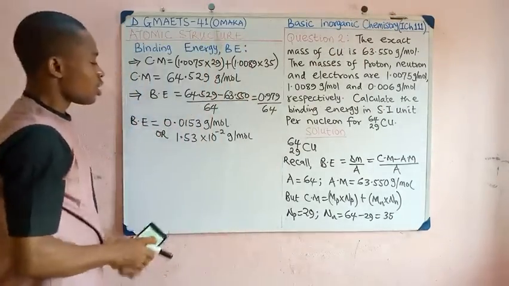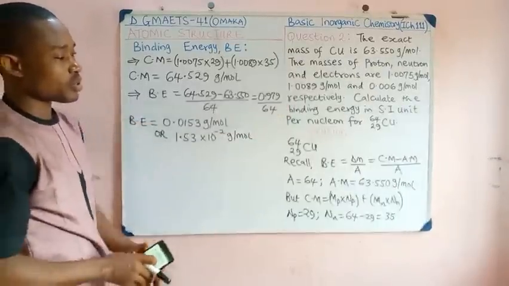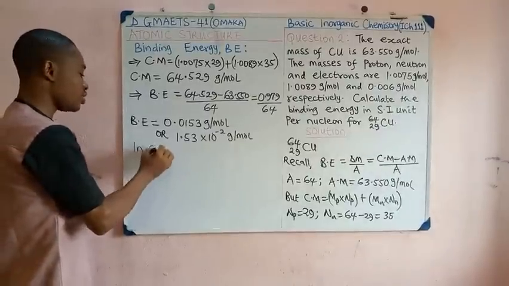Is that okay? Now we've obtained the binding energy in the unit of grams per mole. Remember that the question said we should get a value in what? In SI units. So I'm going to write in SI units.